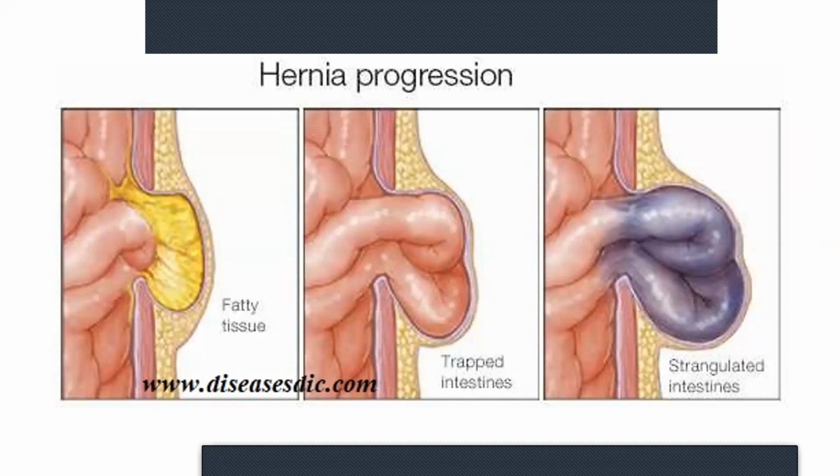So here is a progression diagram of how a hernia could become strangulated. As you can see, the aperture through which the hernia herniates through the abdominal wall is quite narrow. So as more of the hernia comes out, eventually it becomes ischemic, and as well with the kink here, it can also cause obstruction.